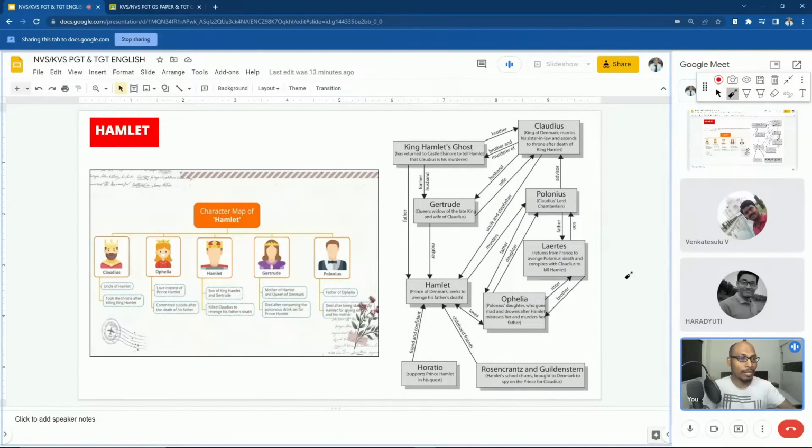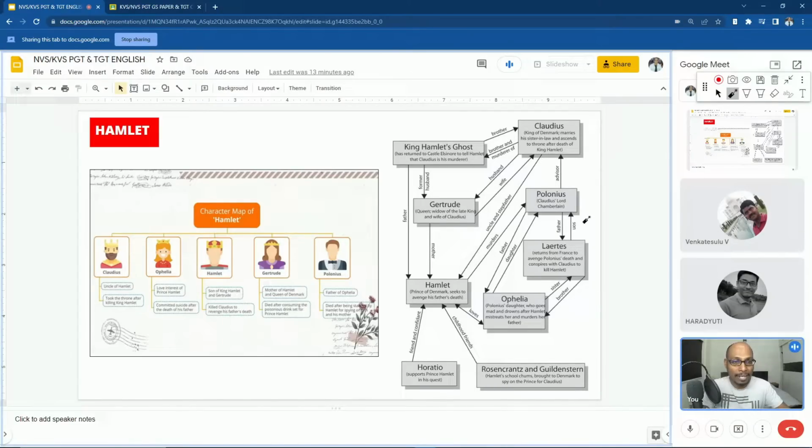Whatever pronunciation you have known, at least from here onwards, try to understand the pronunciation. So sir, you pronounce the letter H as H. I always listen you pronounce it as H, but I actually pronounce it as H only. Right. So how do you pronounce, Mr. Venkateshulu, this name? Laertes. Right.